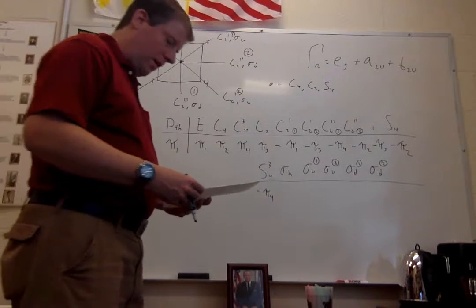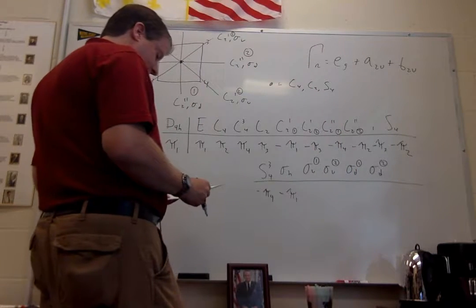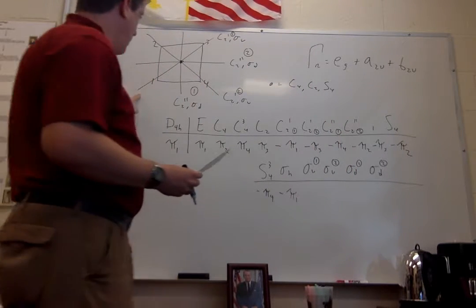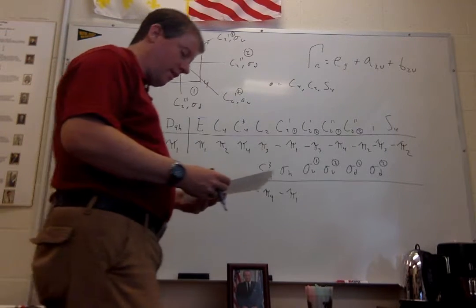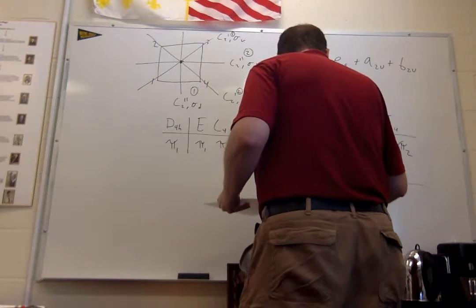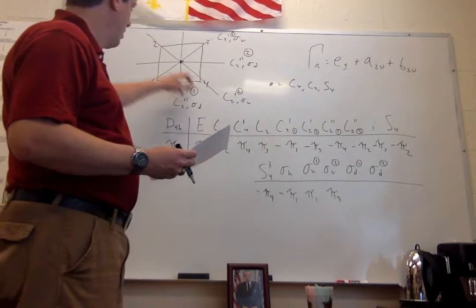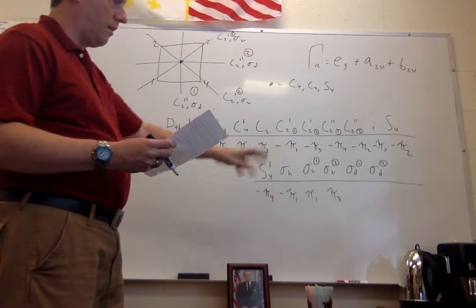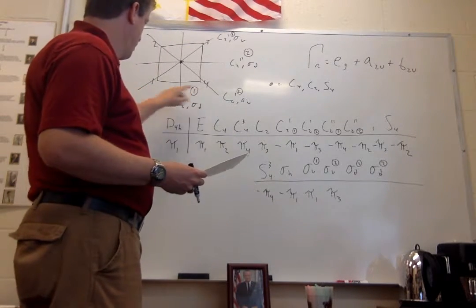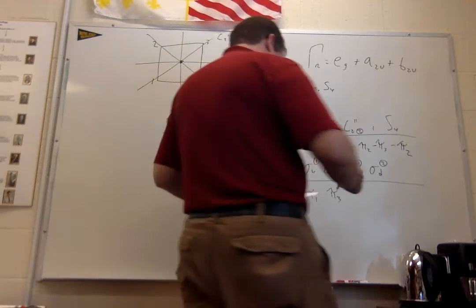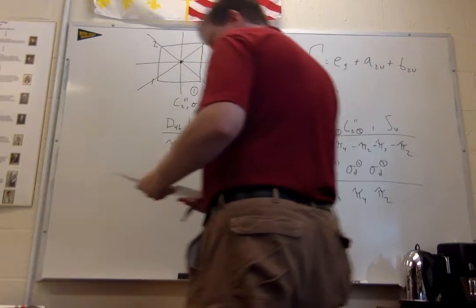The horizontal mirror plane will just flip the orbital over in place, so that gives you negative pi 1. The vertical mirror plane here doesn't do anything to it either. It leaves that as pi 1. The other mirror plane that we have, this one, exchanges 1 and 3, but doesn't flip the orbital over. So it's written as pi 3. This dihedral plane will exchange 1 and 4. And the other one exchanges 1 and 2.